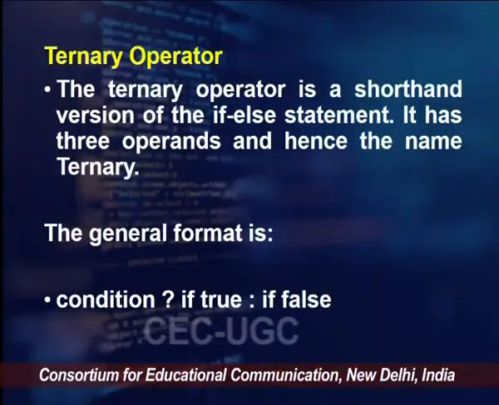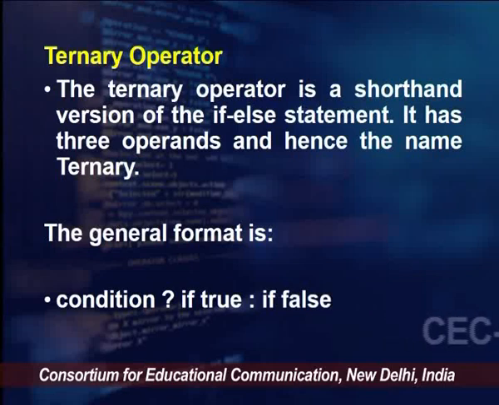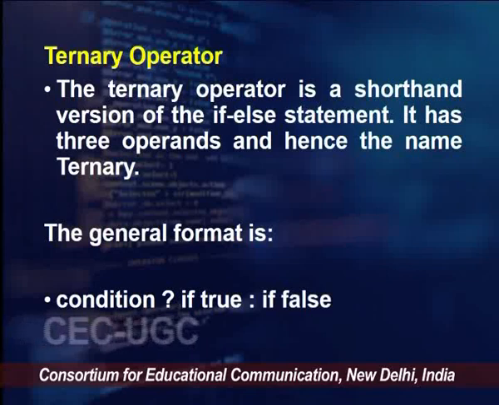Logical operators are used to perform logical AND, logical OR operations. These operations are similar to AND gate and OR gate in digital electronics. So, we have logical AND, we have logical OR, and we also have a logical NOT here. Then in the list is the ternary operator, a shorthand version of the if-else statement. Ternary operator, as the name indicates, has 3 operands and hence the name ternary.